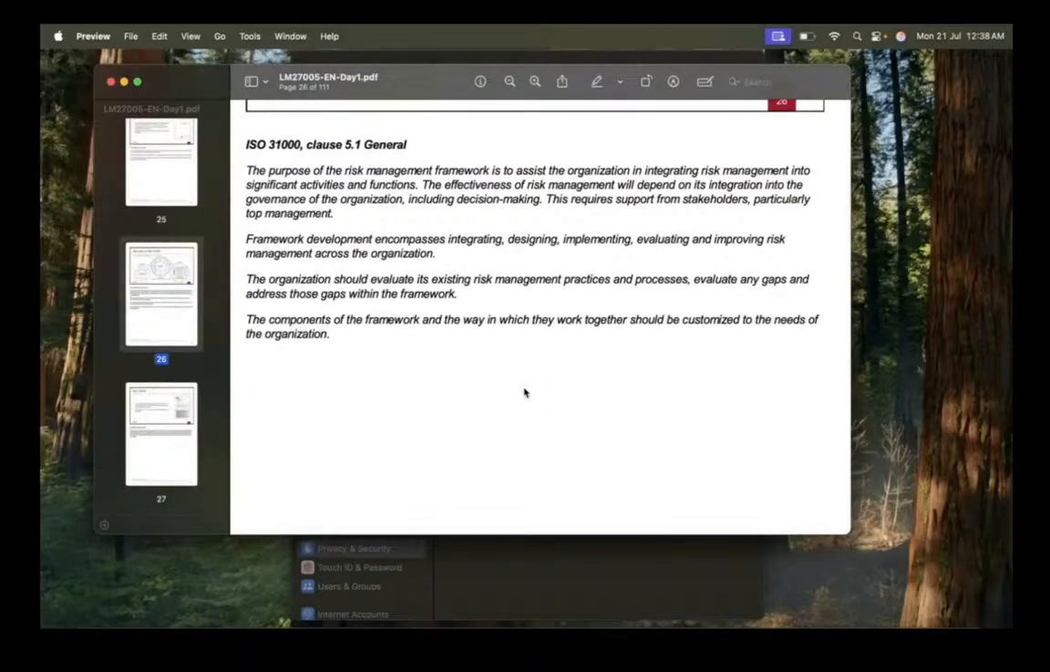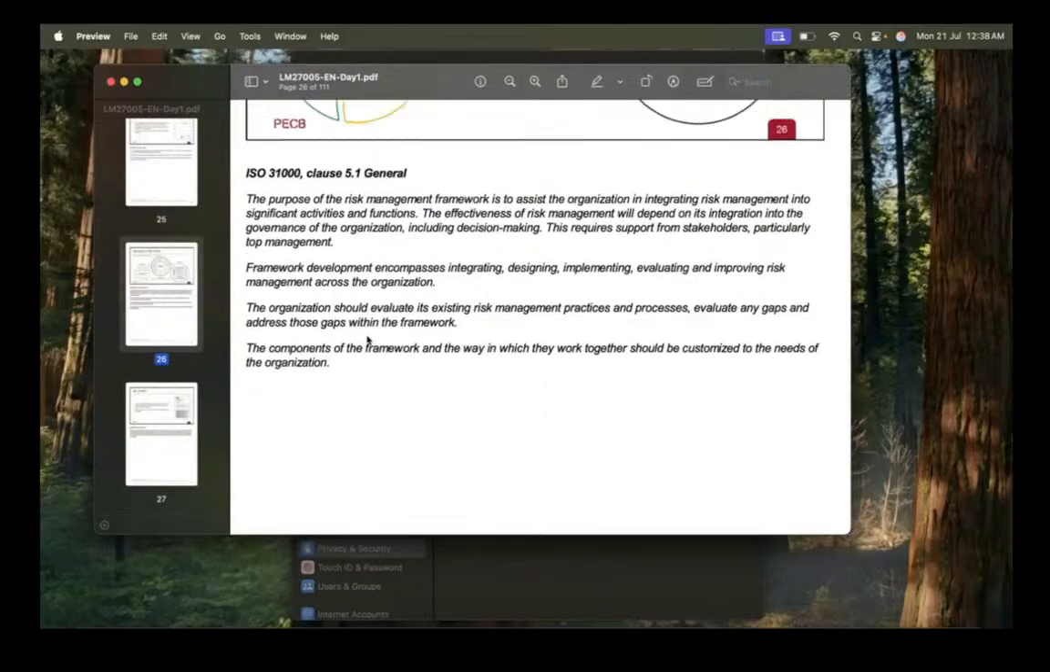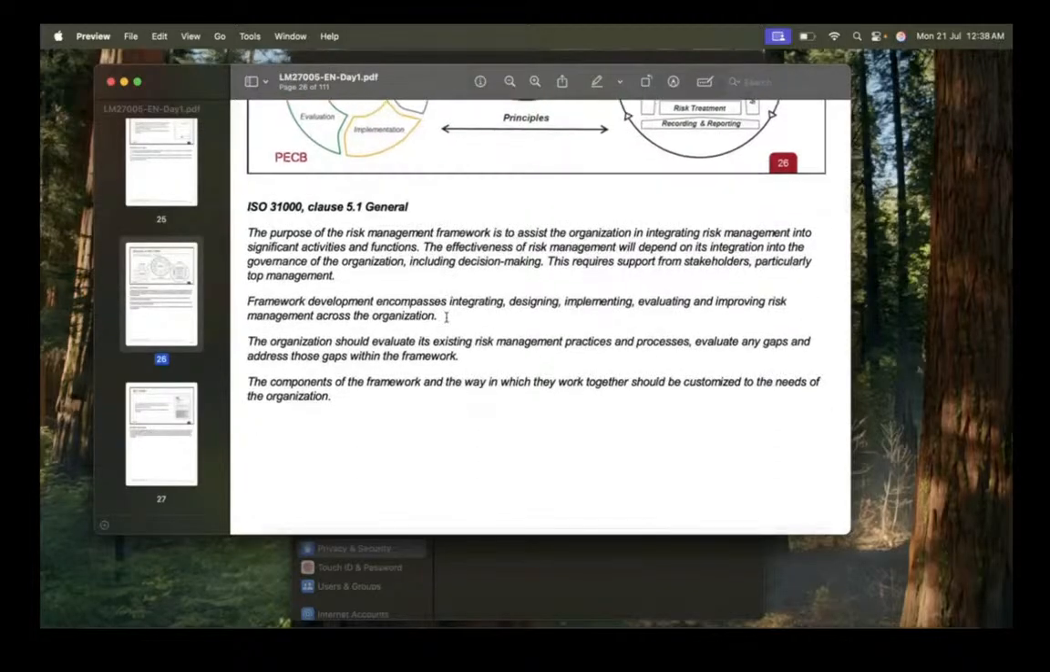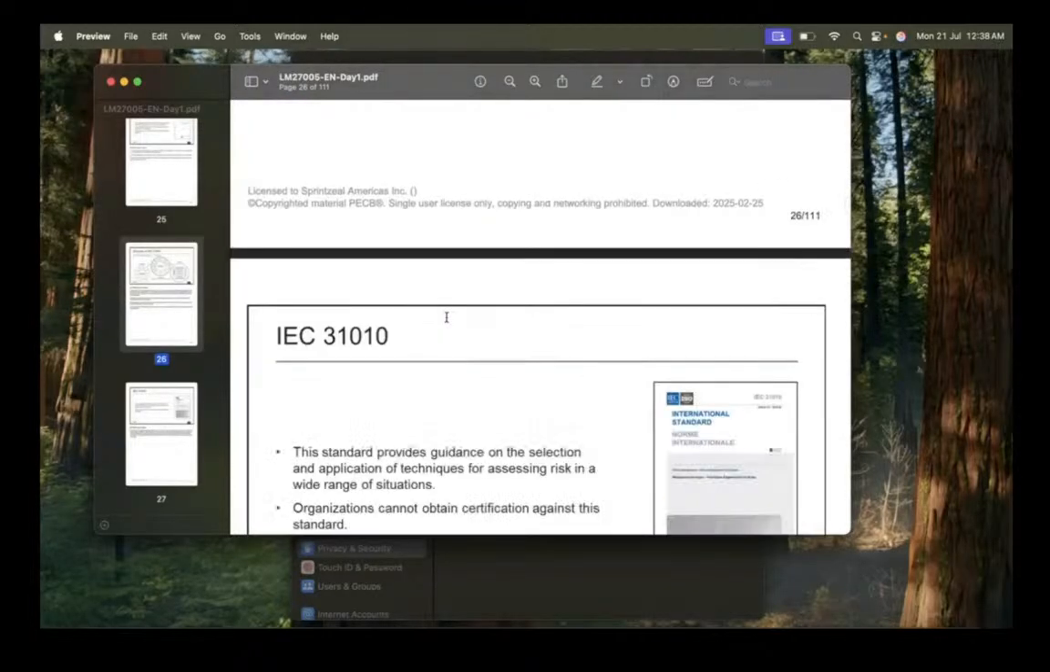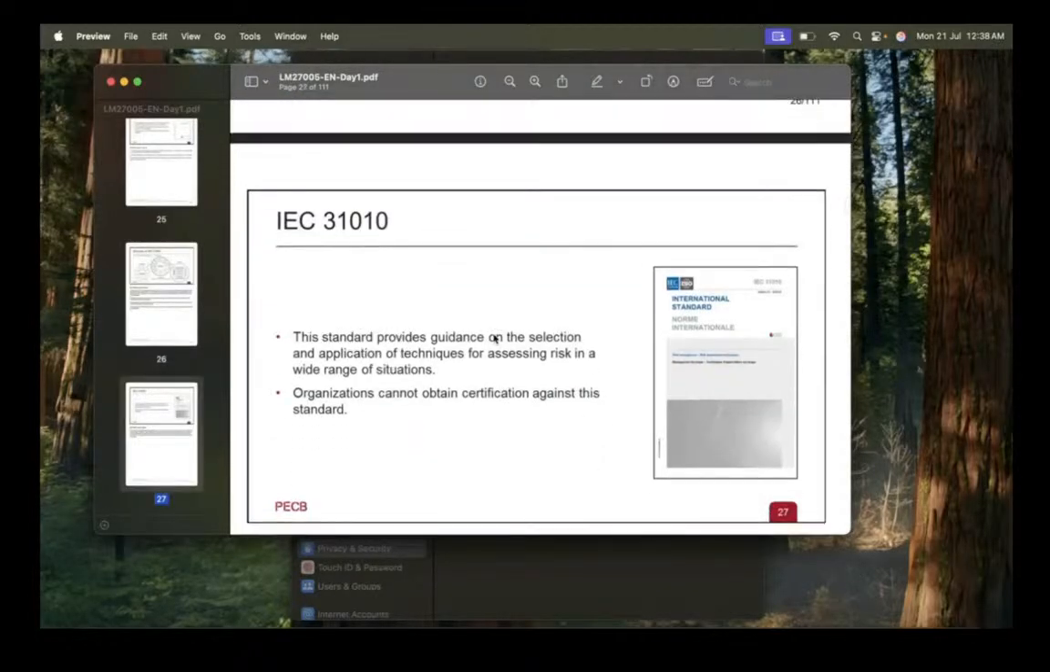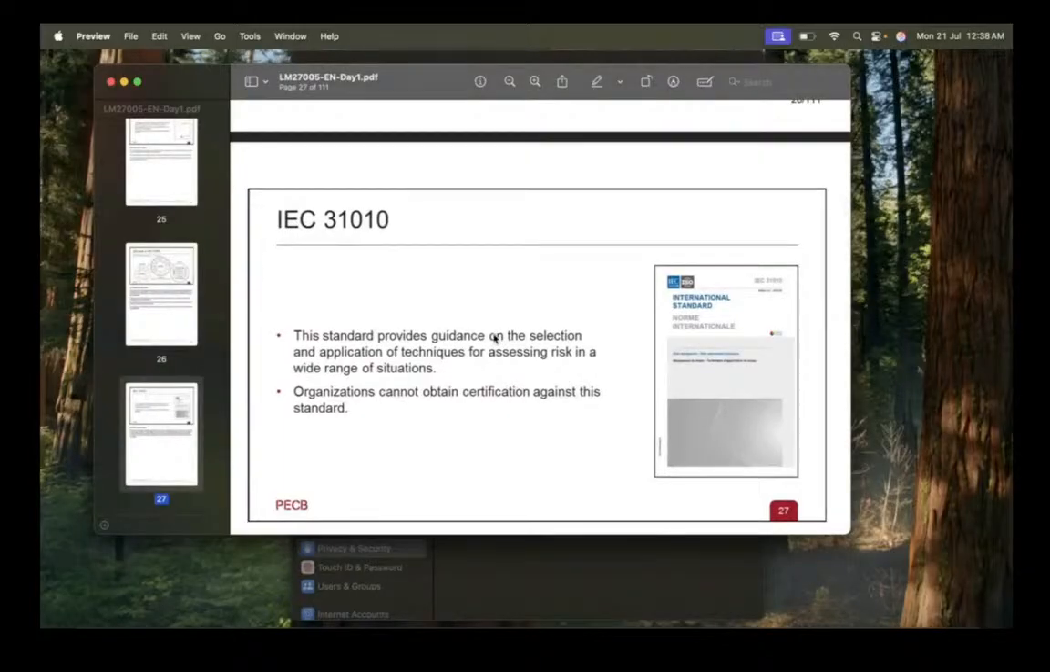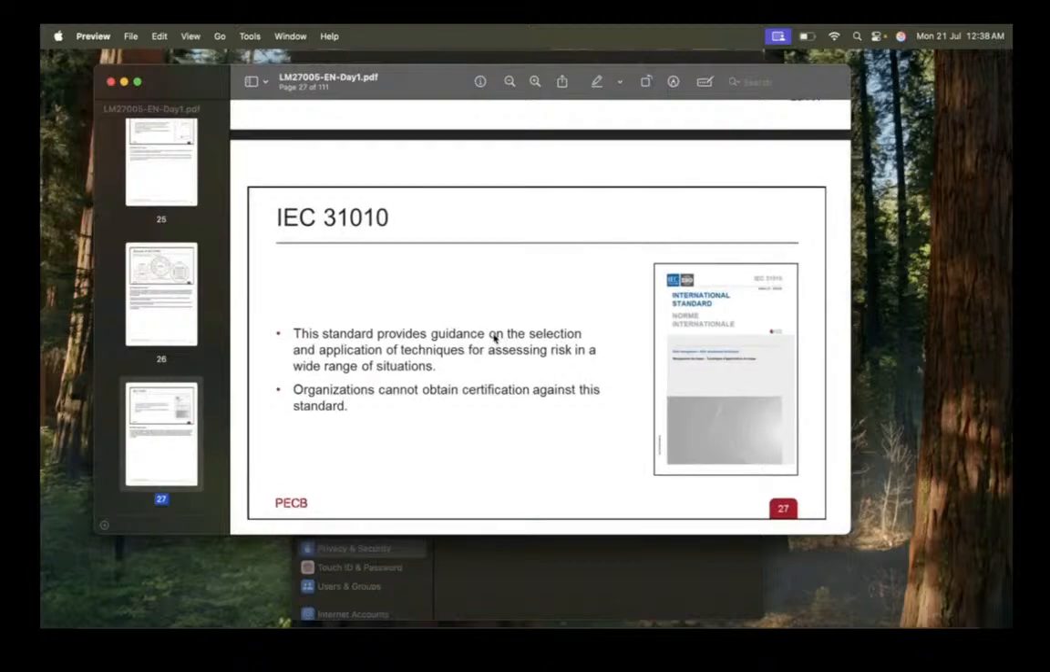Are we clear till now? Yes, it's clear. Okay, great.